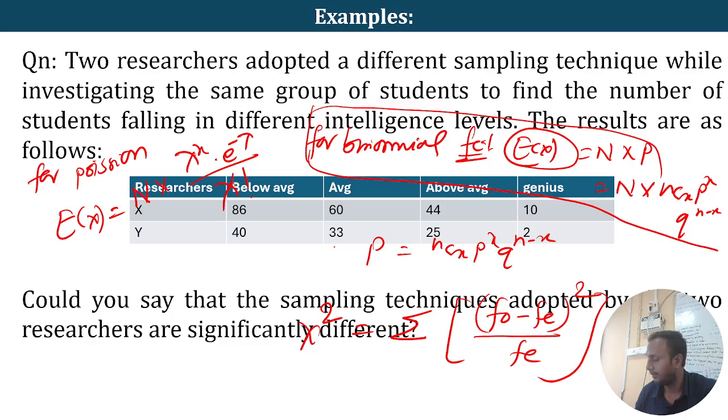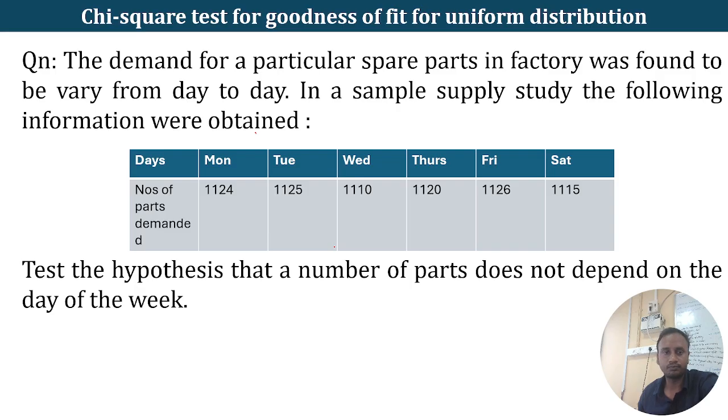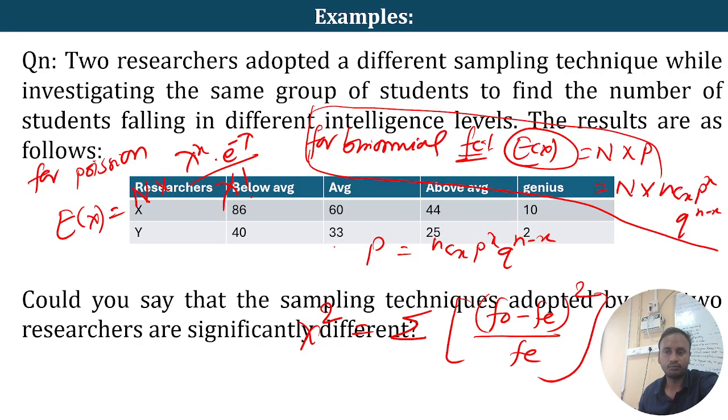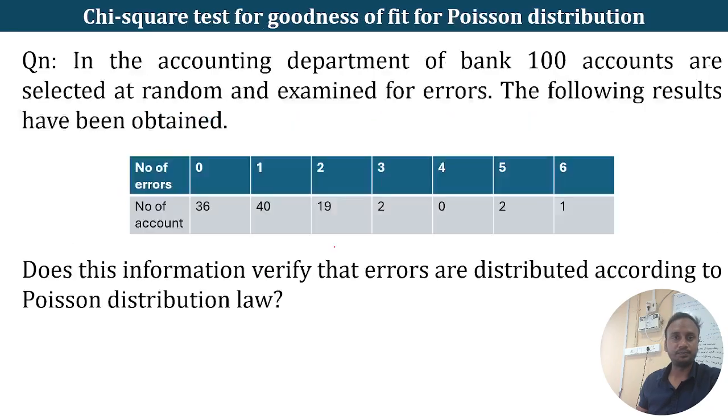Shall I go ahead or shall I solve some problem? I'll go ahead and then we'll solve some problems based on probability and all, and Type 1 error and Type 2 error we'll see.